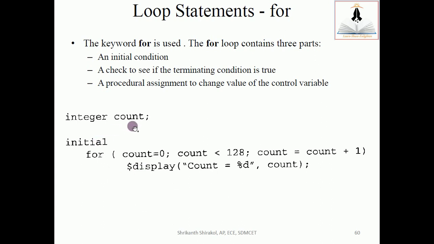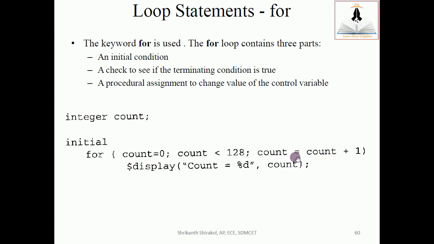I have declared integer count. Whenever we declare it as just integer, assume that count will be treated as 32 bits. It's as good as defining reg [31:0] count. Initial: for count is equal to 0 is the initial condition, the first of the three parts of the for loop, initialization. Second is the condition, count is less than 128; till count reaches 127 from 0, this statement gets executed. Then the last one is the procedural assignment to change the value of the control variable.